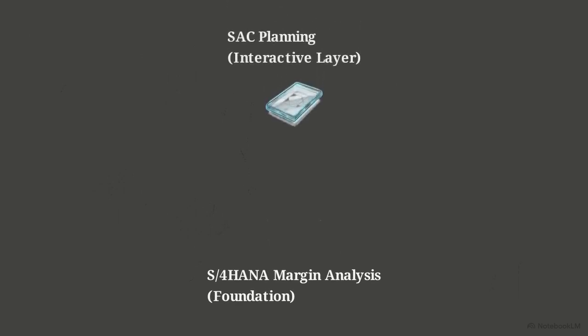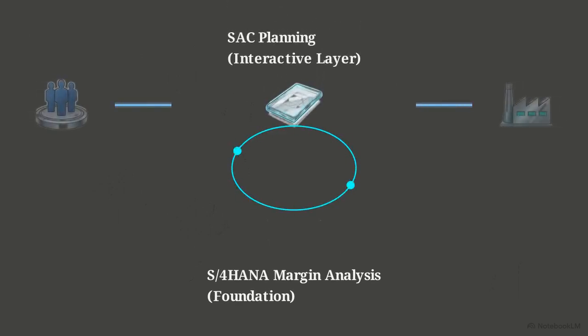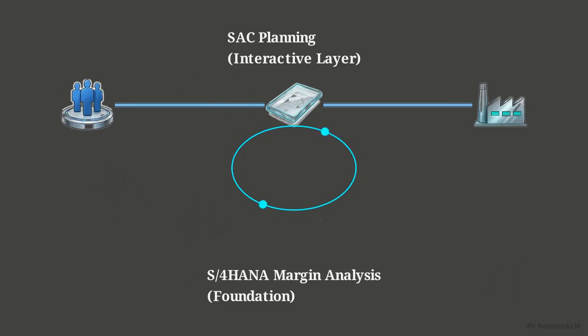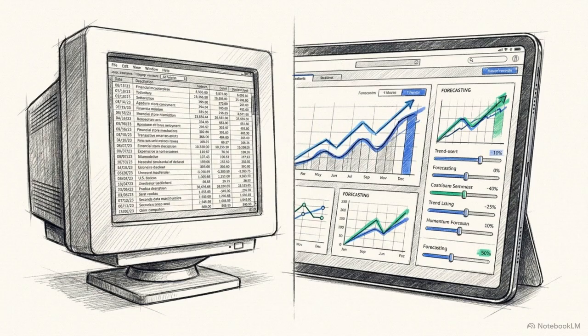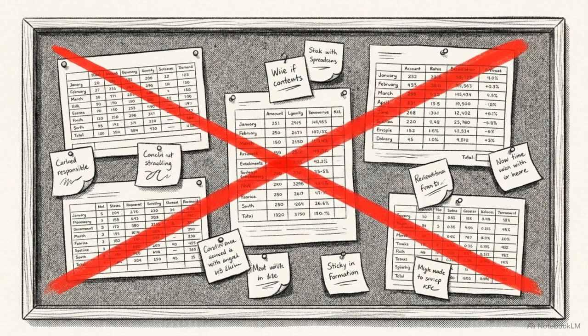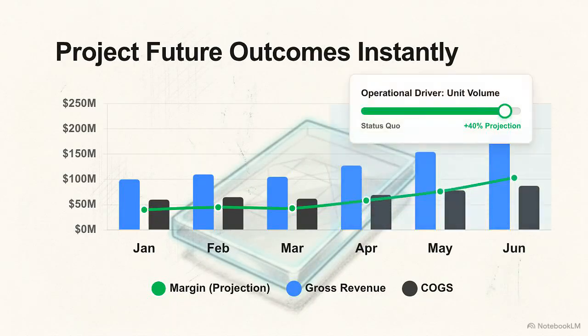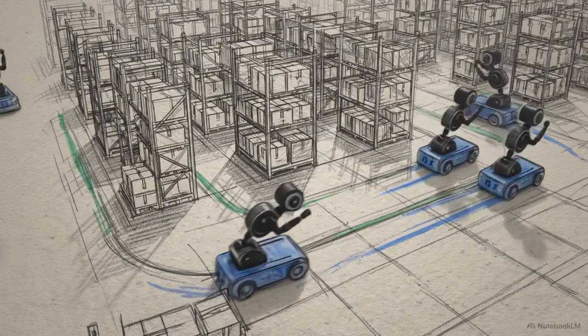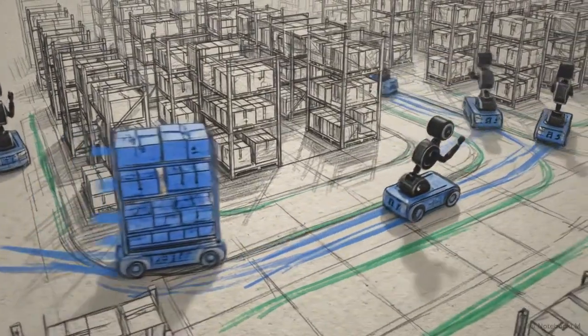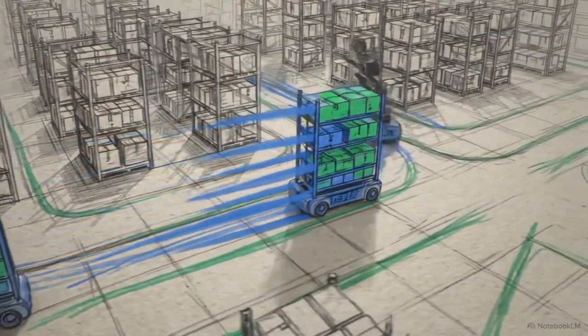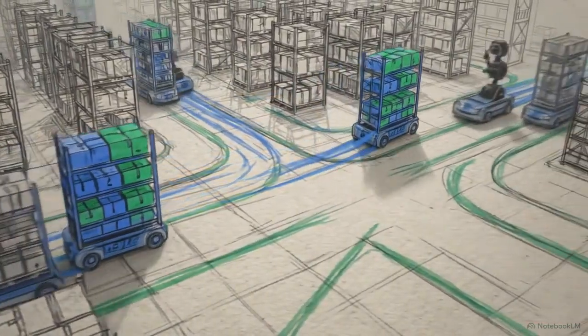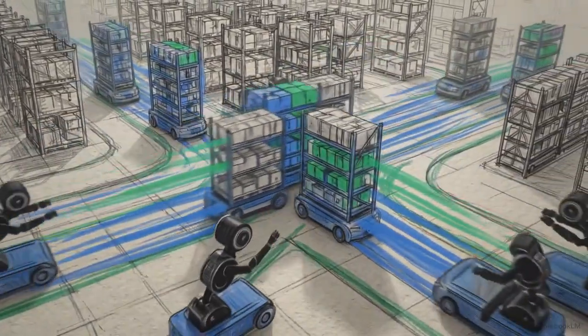The current standard relies on SAP S/4HANA margin analysis as the foundation, with SAP Analytics Cloud acting as the interactive planning layer. This design separates the operational system of record from the forecasting environment. Planners no longer rely on historical run rates, manually adjusted outside the system. Instead, they run continuous, driver-based simulations to project future outcomes. Modern profitability planning moves the focus away from constructing a static annual budget and toward building a model capable of reacting to changing operational variables.